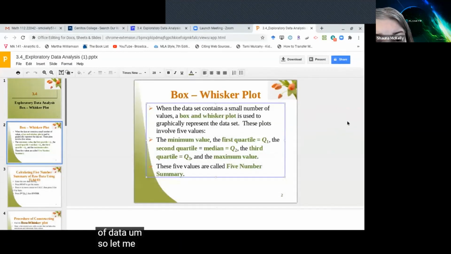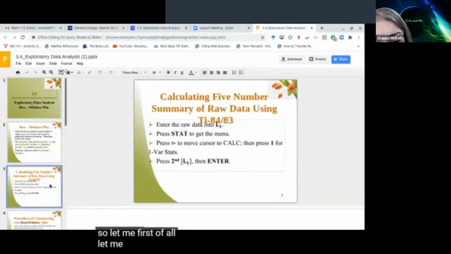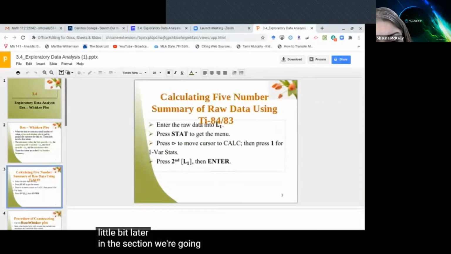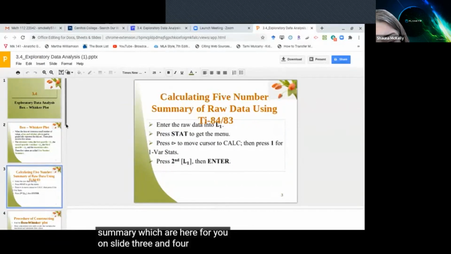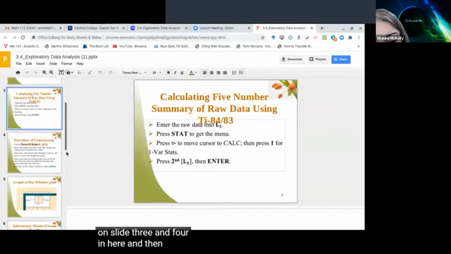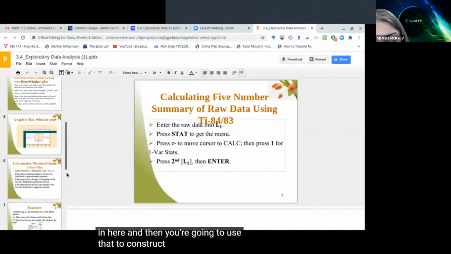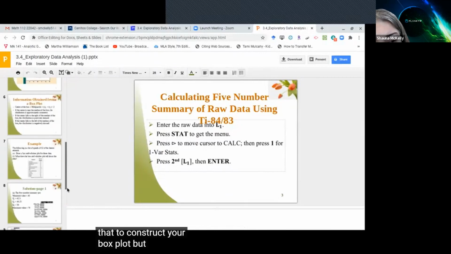So let me, first of all, let me go down. What we're going to do, if we have raw data, which comes in a little bit later in the section, we're going to use our TI instructions to find the 5-number summary, which are here for you on slides 3 and 4. And then you're going to use that to construct your box plot.